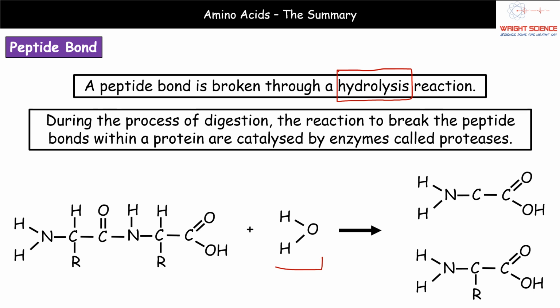Do make sure that you remember which reaction is making and which reaction is breaking those peptide bonds. Now, when does this hydrolysis reaction tend to occur? Well, the key area is actually during the process of digestion. So we don't have all of the amino acids we need able to be synthesized in our body, okay? We've got to take some in, and that comes from our food.